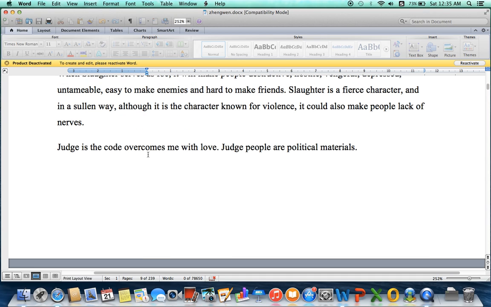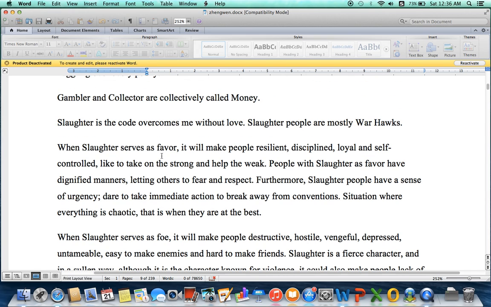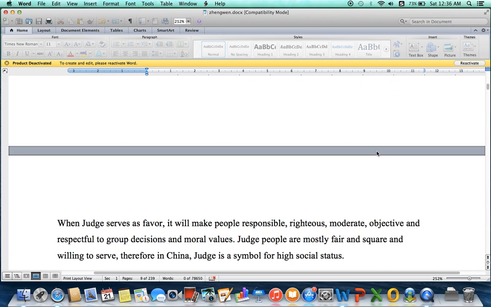Judge is a code that overcomes me with love. For example, I mentioned that metal is the slaughter or judge of the wood. Judge is the opposite sex. If the metal and wood have the opposite sex, then the metal is the judge of the wood. Judge people are political materials, and slaughter people are war materials, military materials.